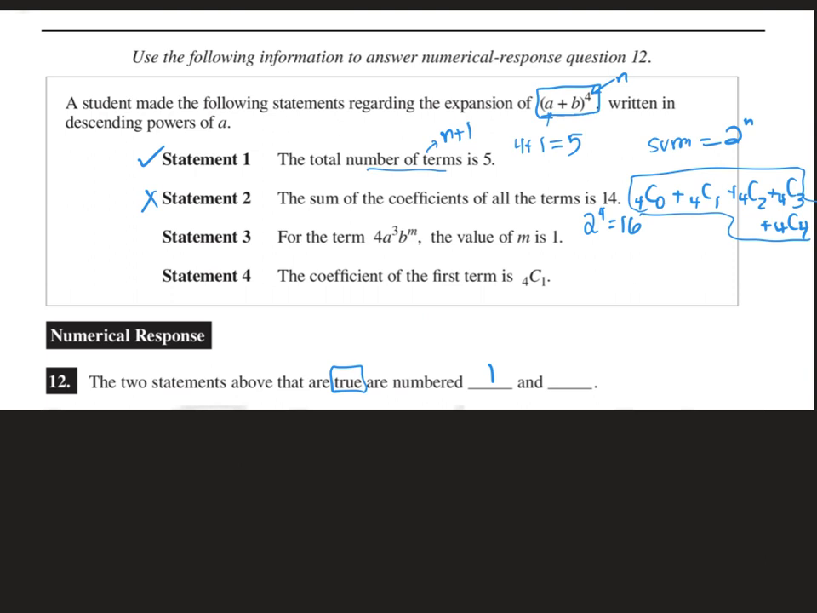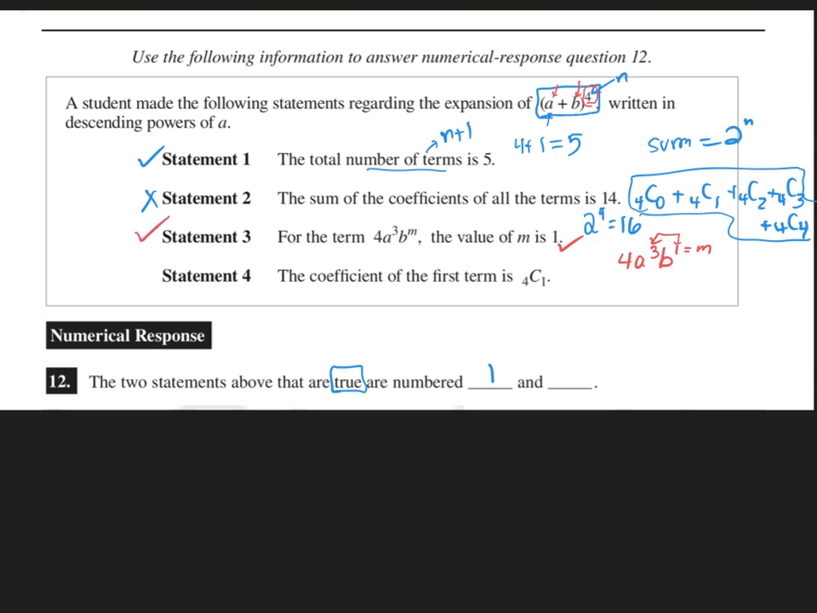All right, let's look at statement 3. For the term 4a cubed b to the m, the value of m is... okay, well, if we have a term that's 4a cubed b to the something, we know that, as long as there are no extra exponents on the variables in the binomial, those exponents should add to our n value. So that one would have to equal 1. So your m value should be 1, which is correct.